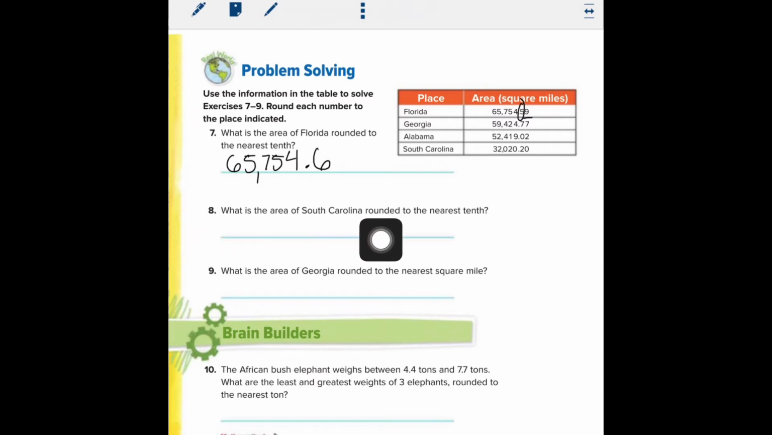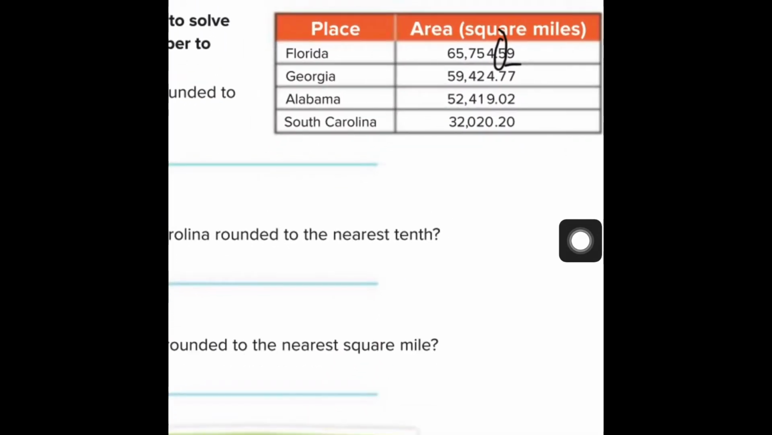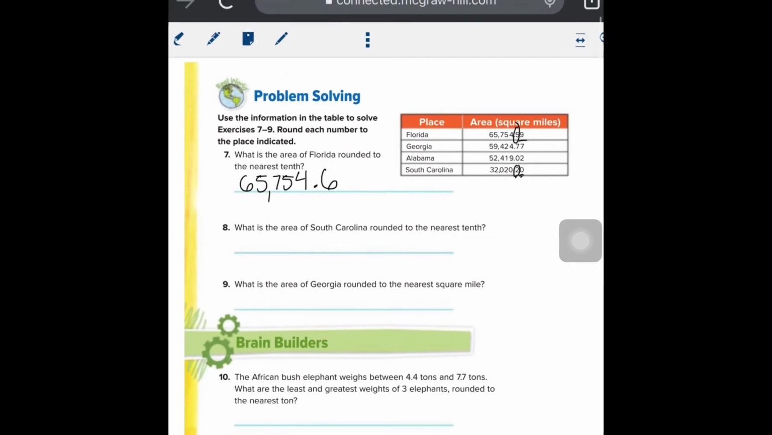What is the area of South Carolina rounded to the nearest tenth? Okay, South Carolina. This is a tenth right here, and that's hundredths. So that's our target, and that's going to determine what happens to it. So that 0 is not going to make it change much. So it's going to be 32,020 and 2 tenths.